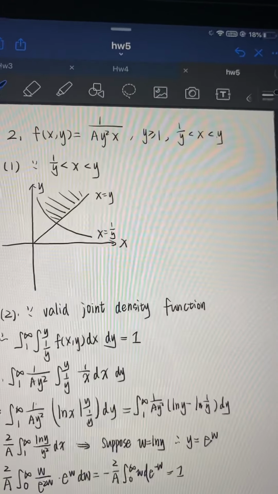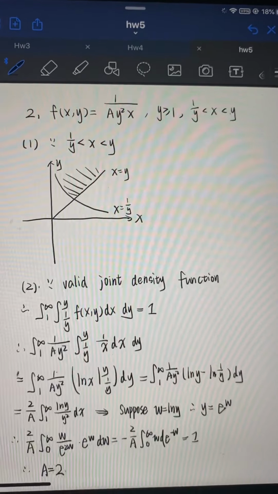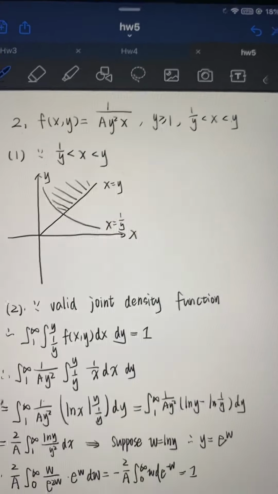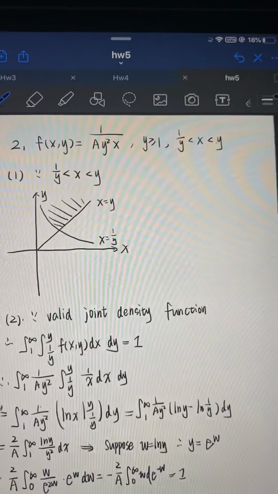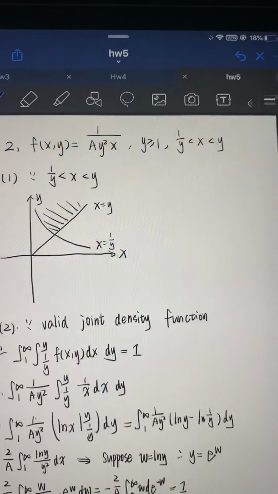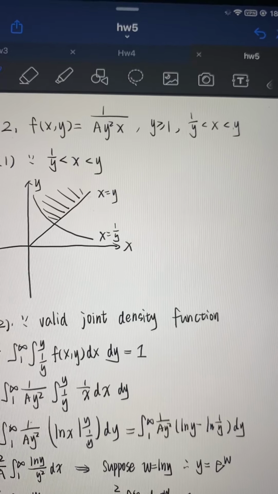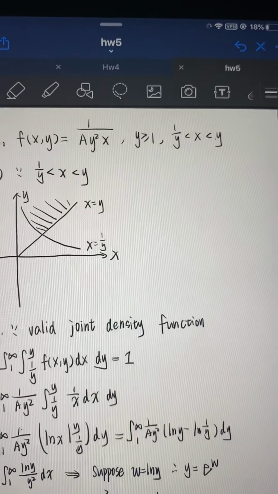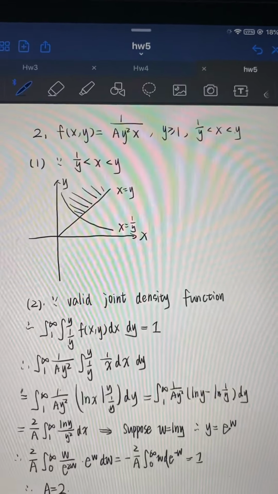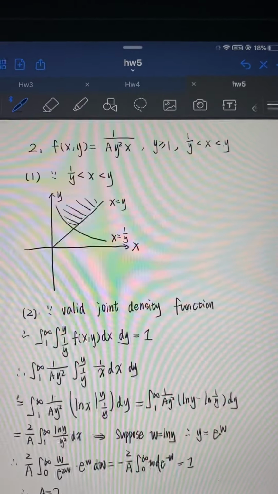Hello everyone, I'm here to introduce how I figured out the second part of homework 5. First, let us see the question itself. Given f(x,y) equals 1 divided by (a plus y^2), 2a times y^2 times x, when y is more than 1 and x is from 1/y to y. So first, we should draw the non-zero definition region of f(x,y).